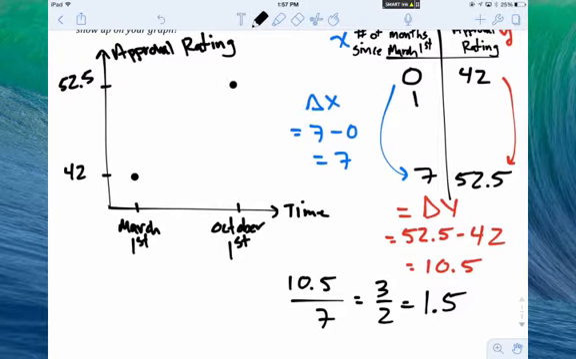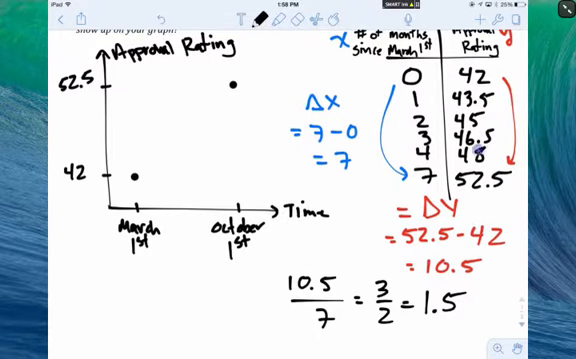So if, in 1 month, we'd go up to 43.5% approval rating. After 2 months, we'd be up to 45%. After 3 months, we'd be up to 46.5%. After 4 months, we'd be at 48%. And if you continued on up until 7 months later, if you just counted up by 1.5, 1.5, 1.5, you would get up to 52.5% again. So 1.5 is kind of our unit rate. Every 1 month that goes by, the approval rating goes up 1.5%.